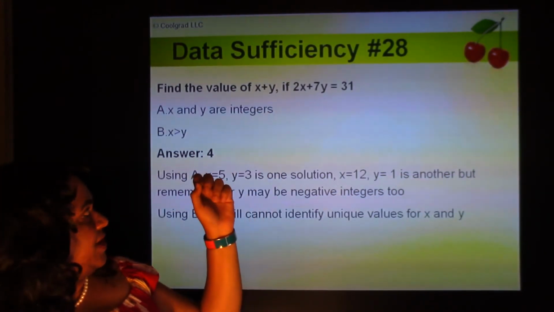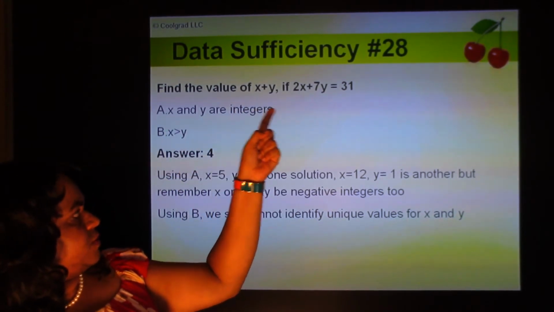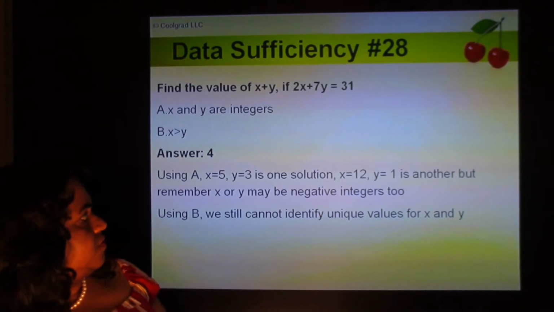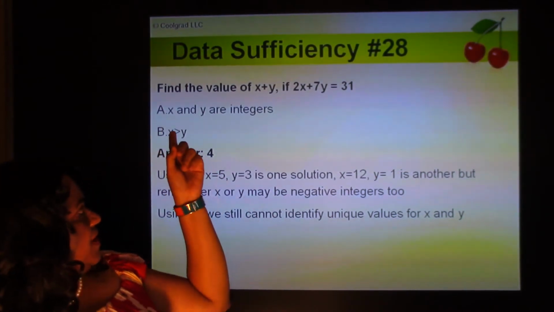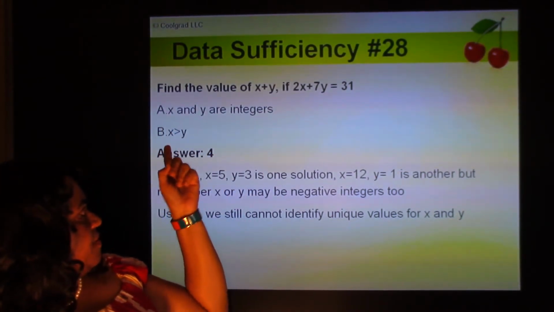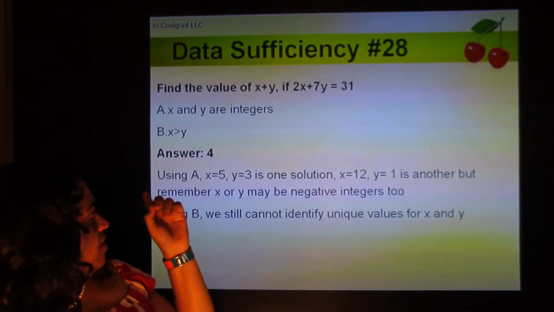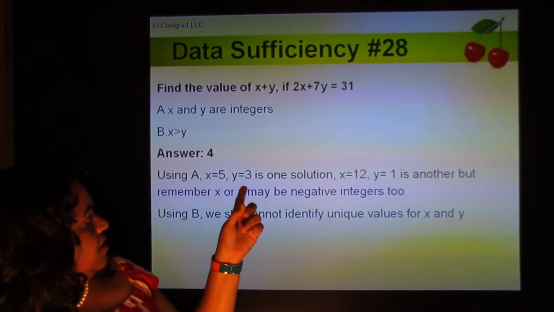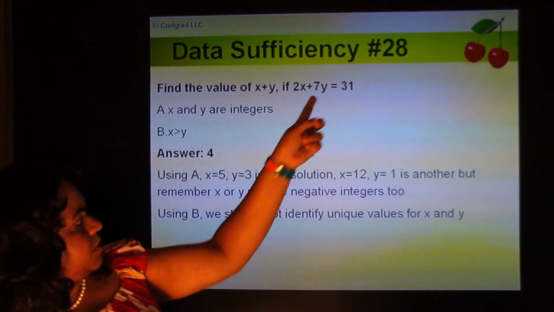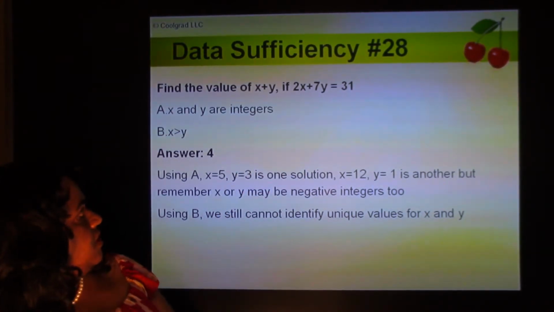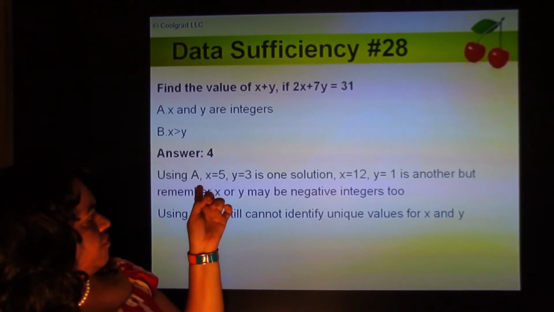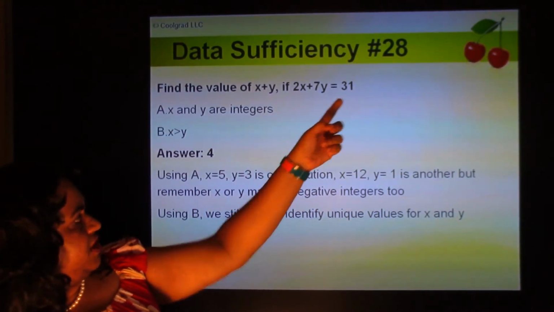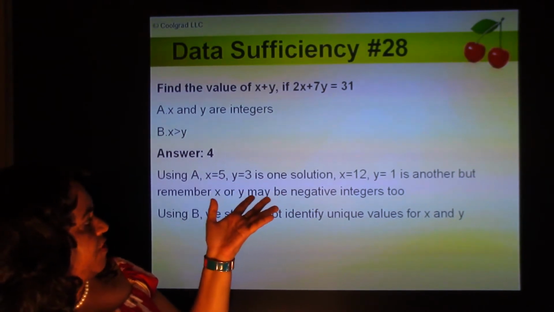So question 28. Find the value of x plus y if 2x plus 7y is 31. So statement A, x and y are integers. Statement B, x is greater than y. So using A alone, x equal to 5 and y equal to 3 is a possible solution, right? X and y are integers. So 2 times 5 is 10 and 7 times 3 is 21. So 5 and 3 is a solution.